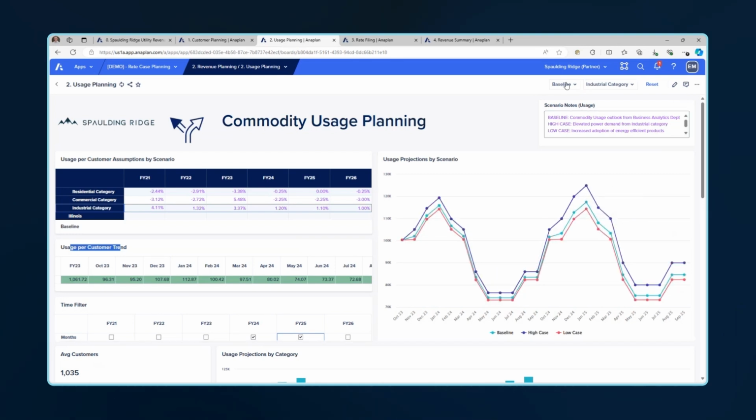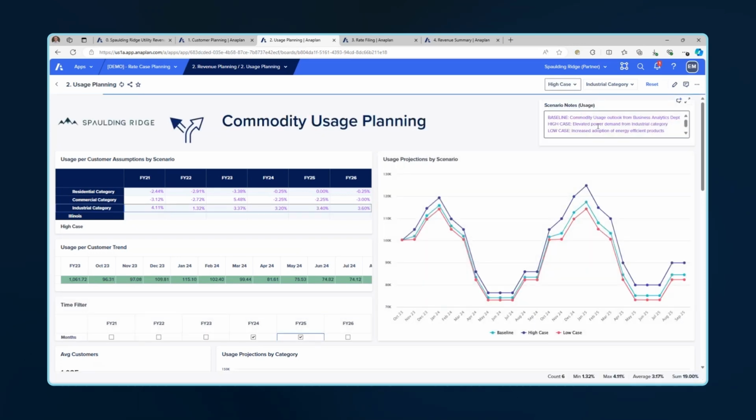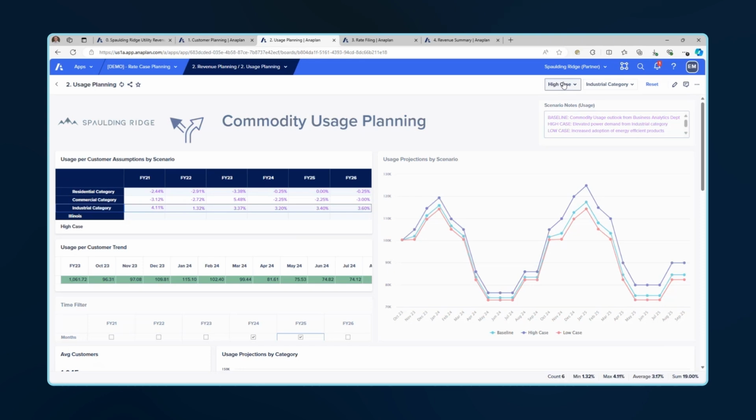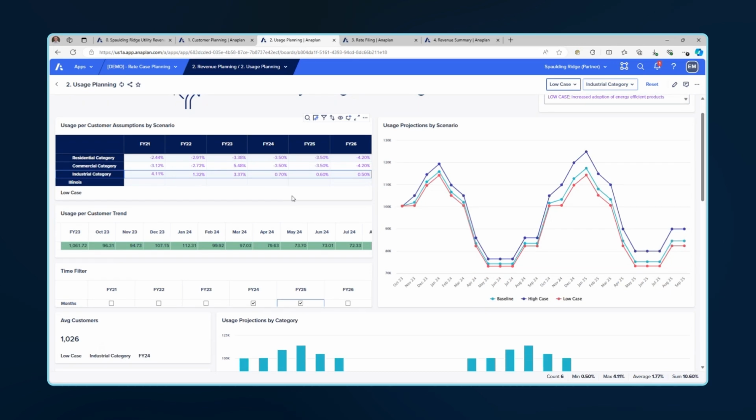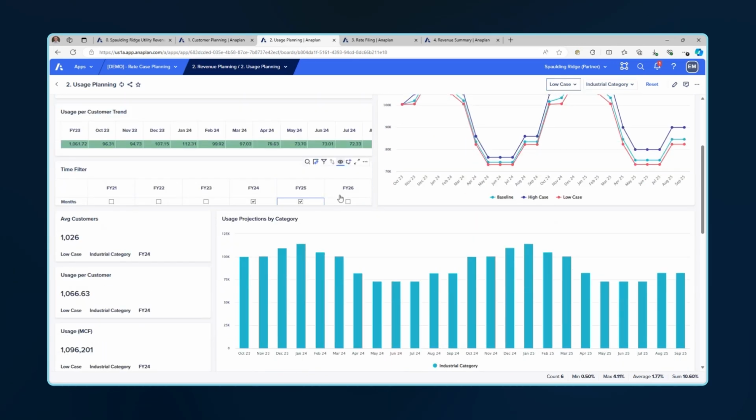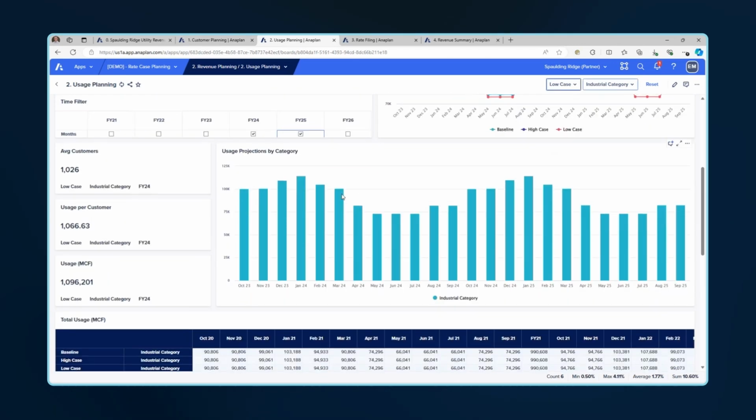Our high case that we've entered in is based on power demand. So we know that there's going to be increased power demand. We have insight into that in our regions. And our low case is going to be an increased adoption of energy efficient products, so seeing less used across our residential and commercial categories. So we've entered those in here, and you'll see 3 different trend lines now built for each rate category.